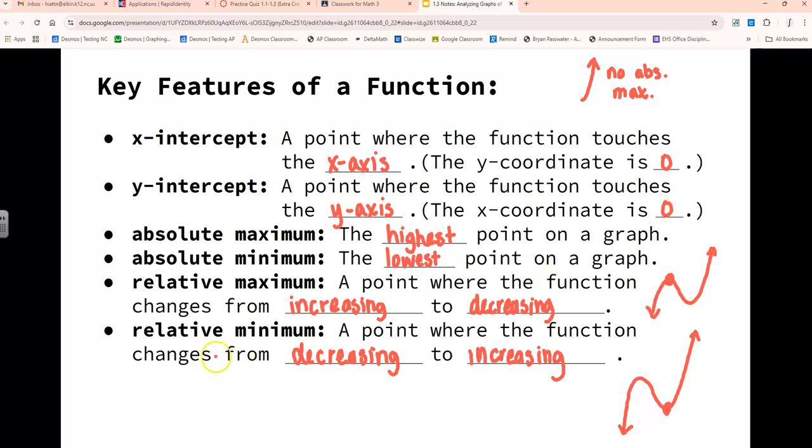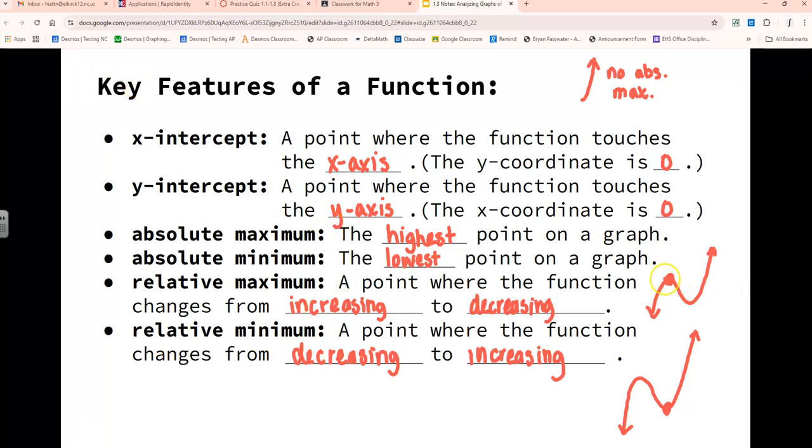So like, you know, let's go with relative maximum. You might be the absolute best player on Elkin High School's basketball team. Does that mean you are the best player in all of the world? Probably not. There's probably better out there. So you are a relative maximum, but you are not the absolute maximum for that, right?